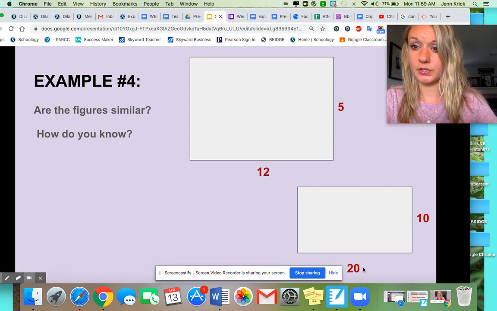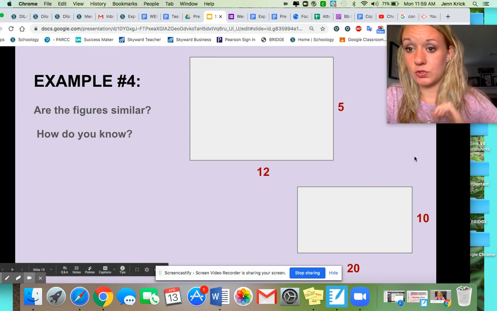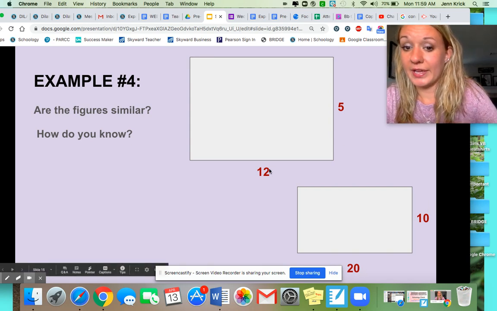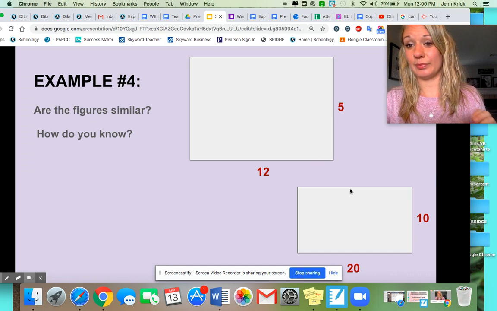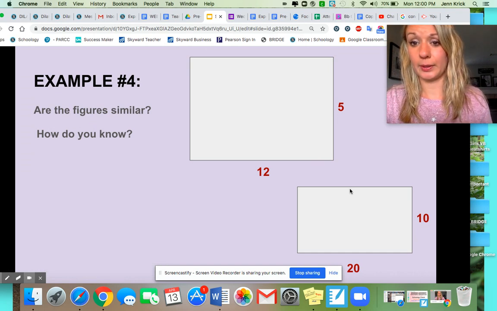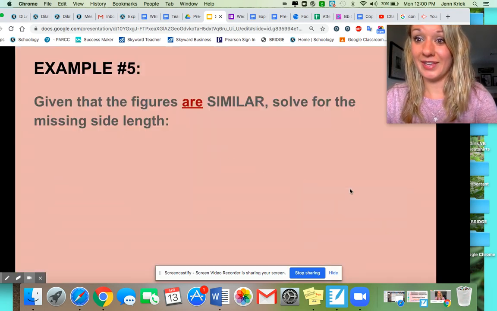Okay, so let me explain that one more time. Because 5 times 2 does get me to 10, but 12 times 2 isn't 20, it's really 24, those two figures aren't similar. Their side lengths are not in proportion, so those two wouldn't work. Okay, 2 more and then we are all done.